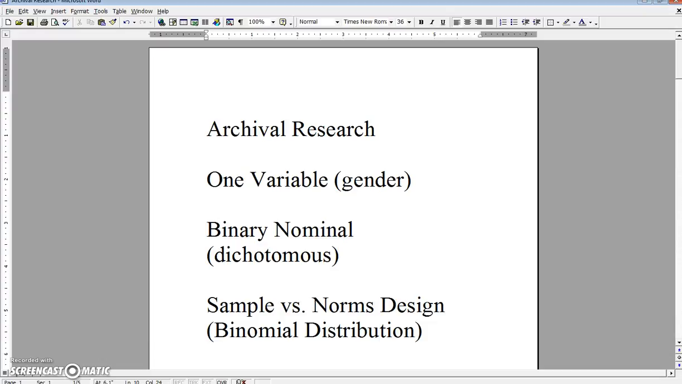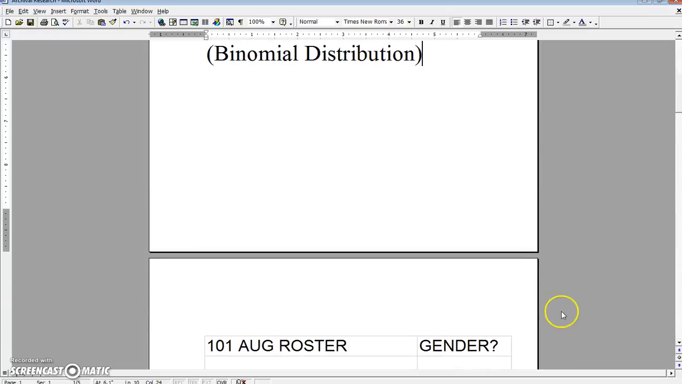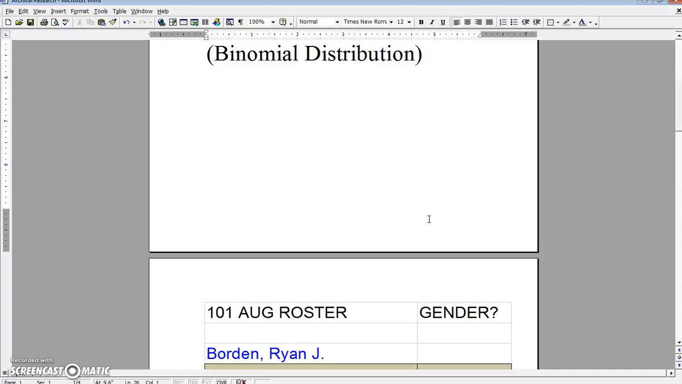Okay, let's take a look at our archives. In this case, the archives would be the class roster for Psychology 101 Research Methods. I have 19 names of students for my beginning sample. I'm going to go through each name, and I'm going to classify that name as probable male or probable female. And I'm going to put the males in blue and the females in pink.